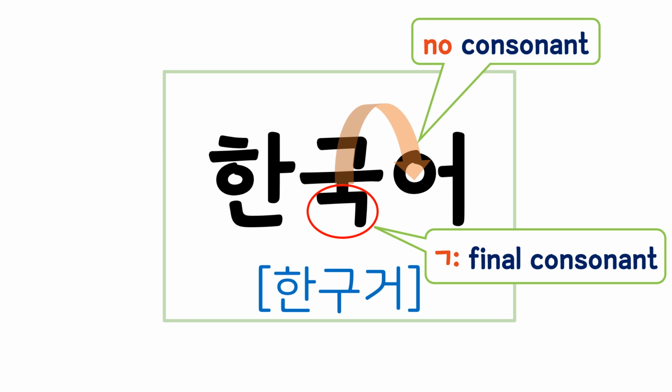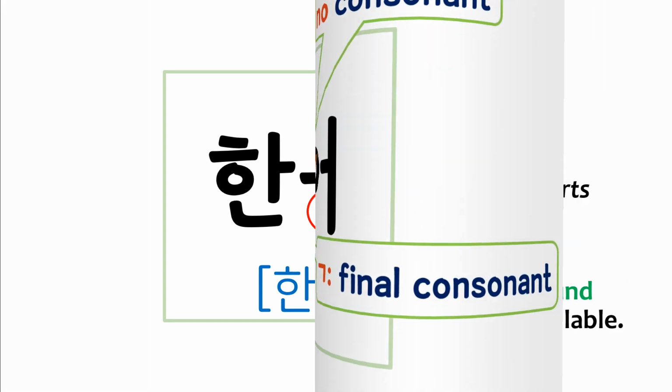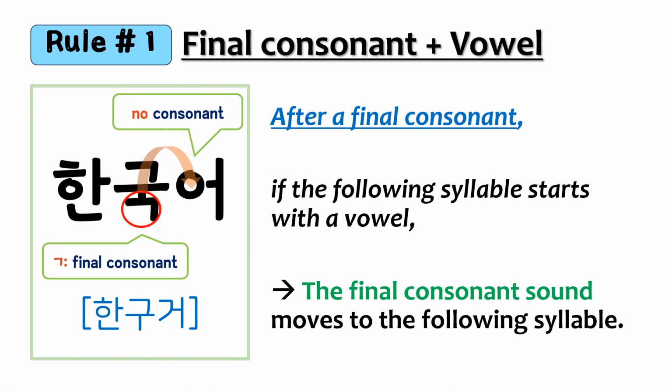han-gu-geo. This is liaison. Rule number 1. After a final consonant, if the following syllable starts with a vowel, meaning it does not have an initial consonant, the final consonant sound moves to the following syllable.